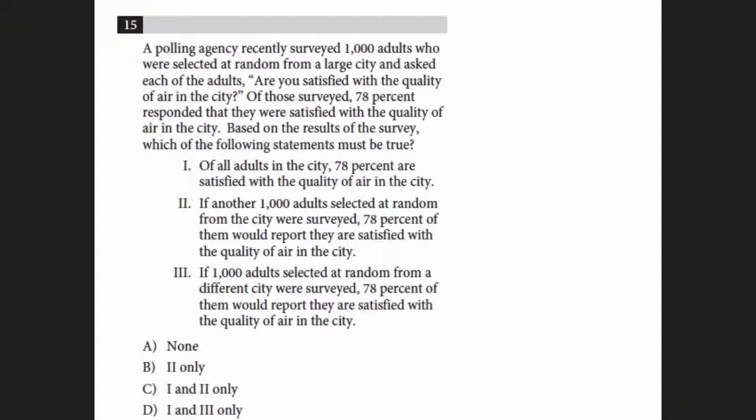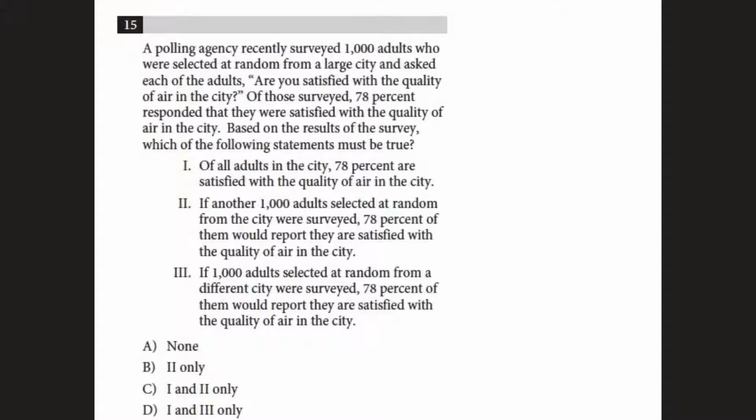Number 15. A polling agency recently surveyed 1,000 adults who were selected at random from a large city and asked each of the adults, "Are you satisfied with the quality of air in the city?" Of those surveyed, 78% responded that they were satisfied with the quality of air in the city. Based on the results of the survey, which of the following statements must be true?